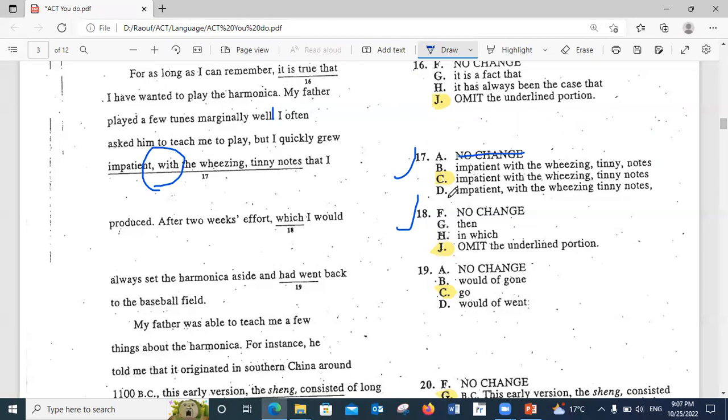And for the same reason D is also canceled. We don't need this type. Let's check B or C. Impatient with the wheezing, comma, tiny, comma, notes. No, we might separate two adjectives, but we cannot separate the adjective from the noun it describes.